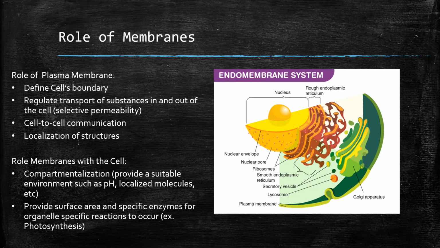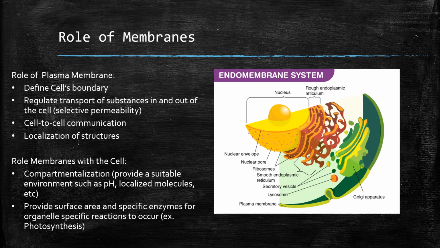So let's divide this up a little bit, because we have our plasma membrane or our cell membrane, but then we have lots of membranes within the cell, and we call those our endomembrane system, endo being within, so within the cell. So our plasma membrane defines the cell boundary. It regulates the transport like we talked about with selective permeability. It allows for cell-to-cell communication, and it has the localization of certain structures within its membrane.